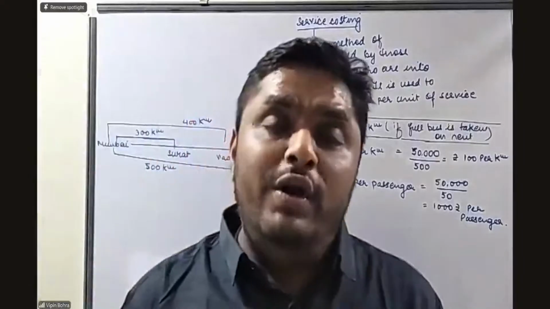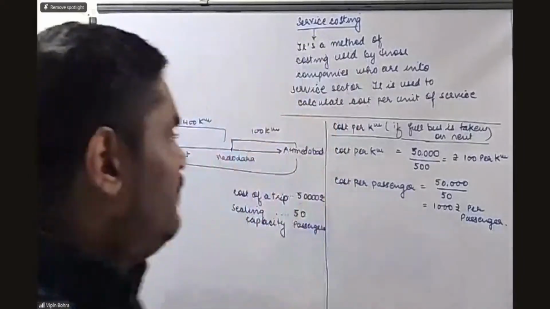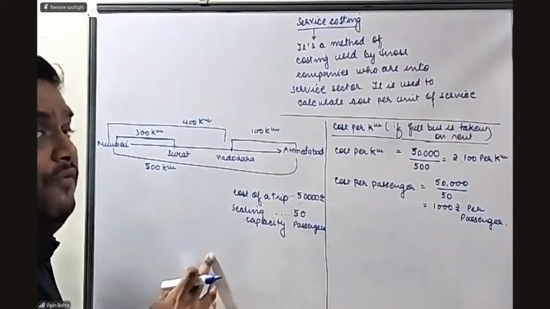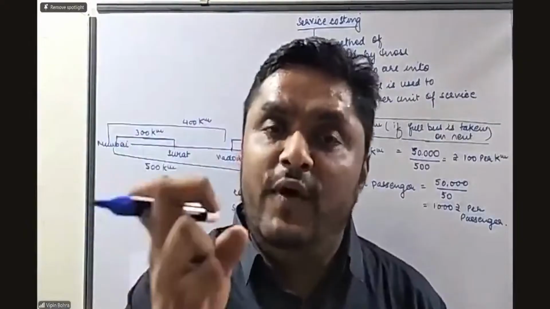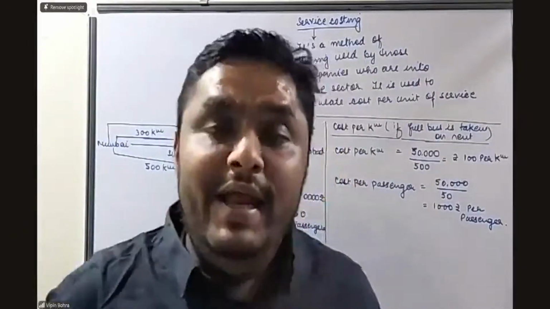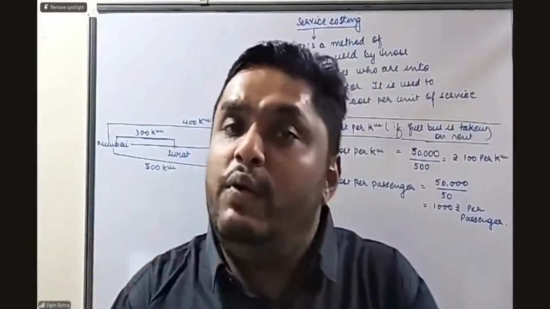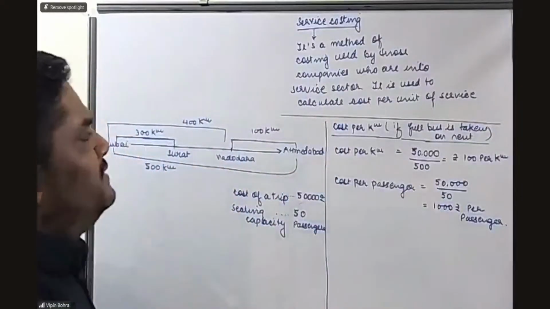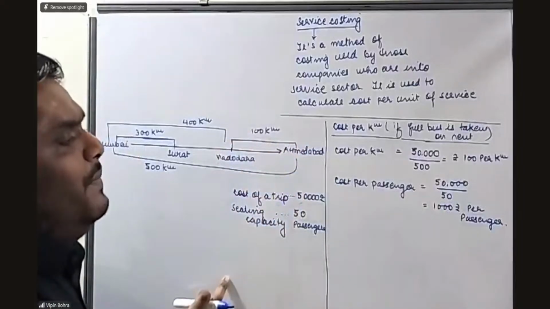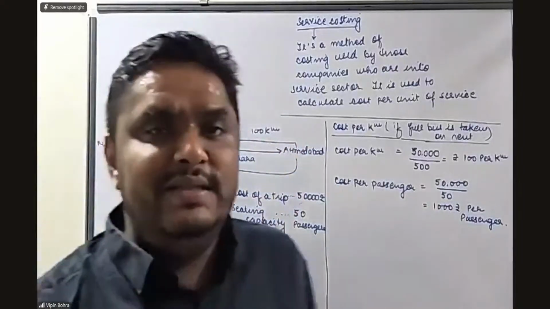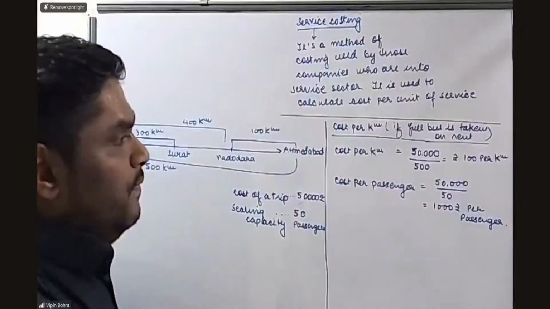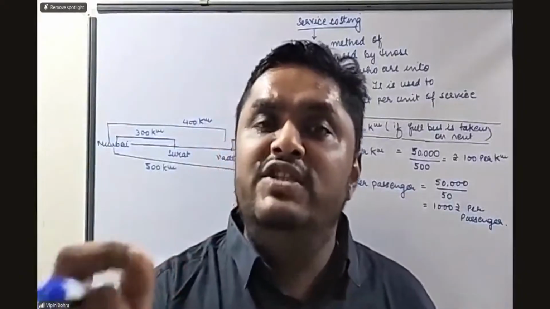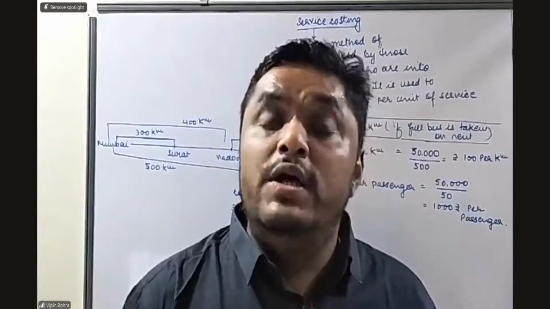Now we want to quote the fare per passenger for the persons traveling from Mumbai to Surat, Mumbai to Vadodara, Surat to Ahmedabad. We want to calculate how much fare will be charged for various destinations. So herein, it's practically not possible for us to calculate the fare per kilometer, because let's say it is 50,000 and the distance from Vadodara to Ahmedabad is 100 kilometers. So we won't be charging 500 rupees per kilometer.